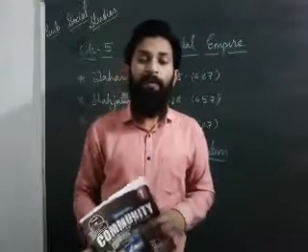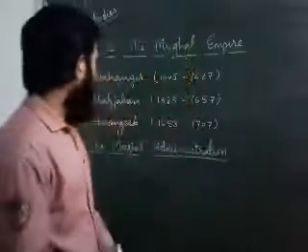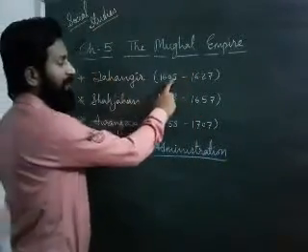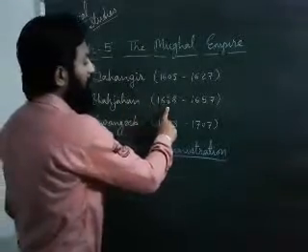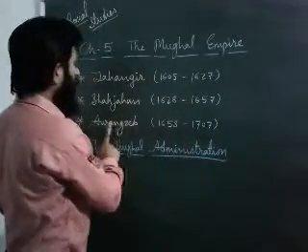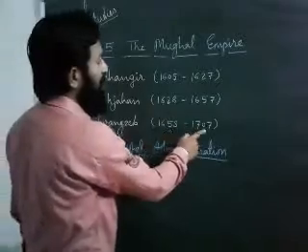Dear students, I hope you understand this chapter. Once again, I am going to revise. Jahangir's reign is from 1605 to 1627. Shahjahan's reign is from 1628 to 1657. Aurangzeb's reign is from 1658 to 1707.